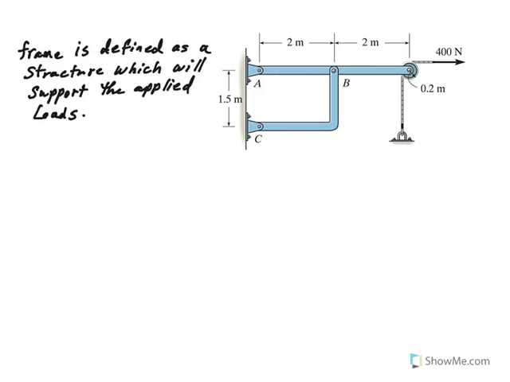Unlike trusses, where each member of a truss is a straight two-force member, frames are made of at least one multi-force member. Multi-force member means that you have at least three forces, or two forces and a couple. And frames are typically stationary, so they are fixed.